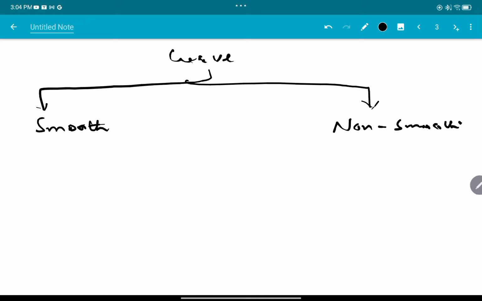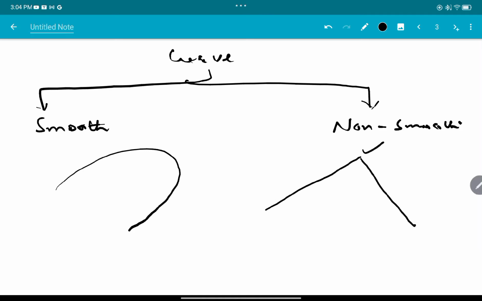Let us keep the smooth curve separate. A smooth curve may be, for example, like this. There is no break anywhere, or a corner anywhere. So this is a smooth curve. Now, what about a non-smooth curve? You may have some curve like this, and this. Look at this corner. Here it is discontinuous.